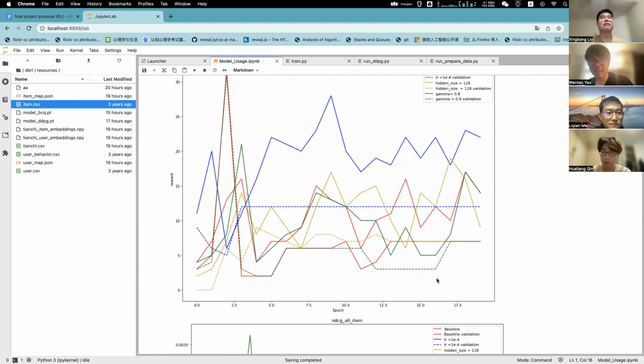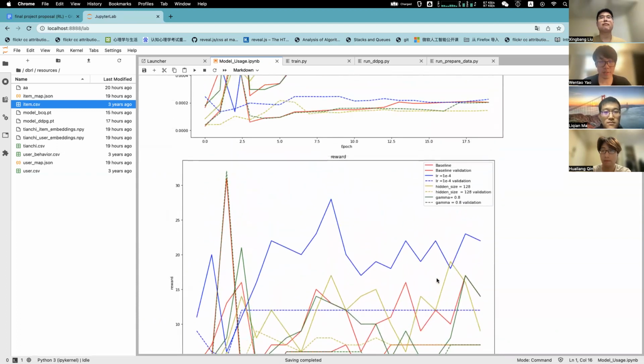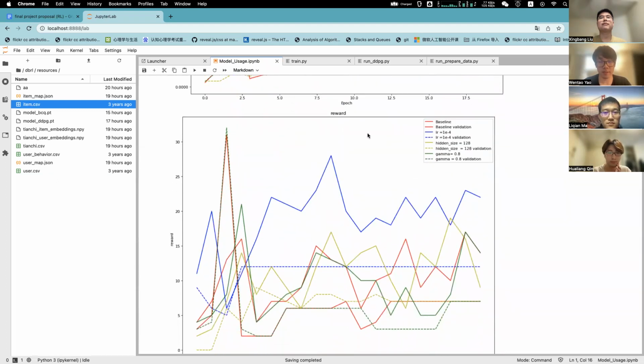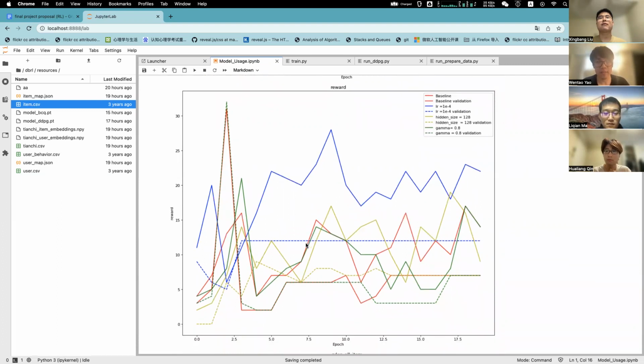As Xinbang mentioned, we have different hyperparameters to test for the best performing models. Here are charts for the different evaluation metrics. For example, this is the reward evaluation metric. We have different parameters: this is the baseline, and also different learning rates, different hidden units, and gamma values. The solid line indicates the training data, how it changed over the epochs, and the dashed line is the validation data.